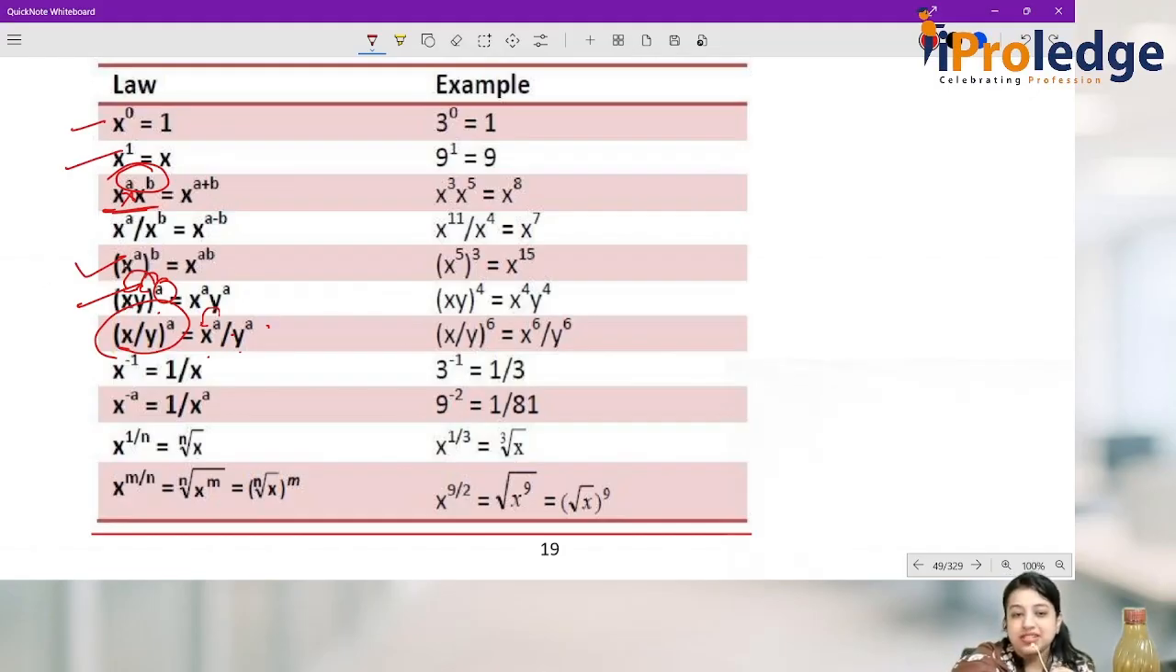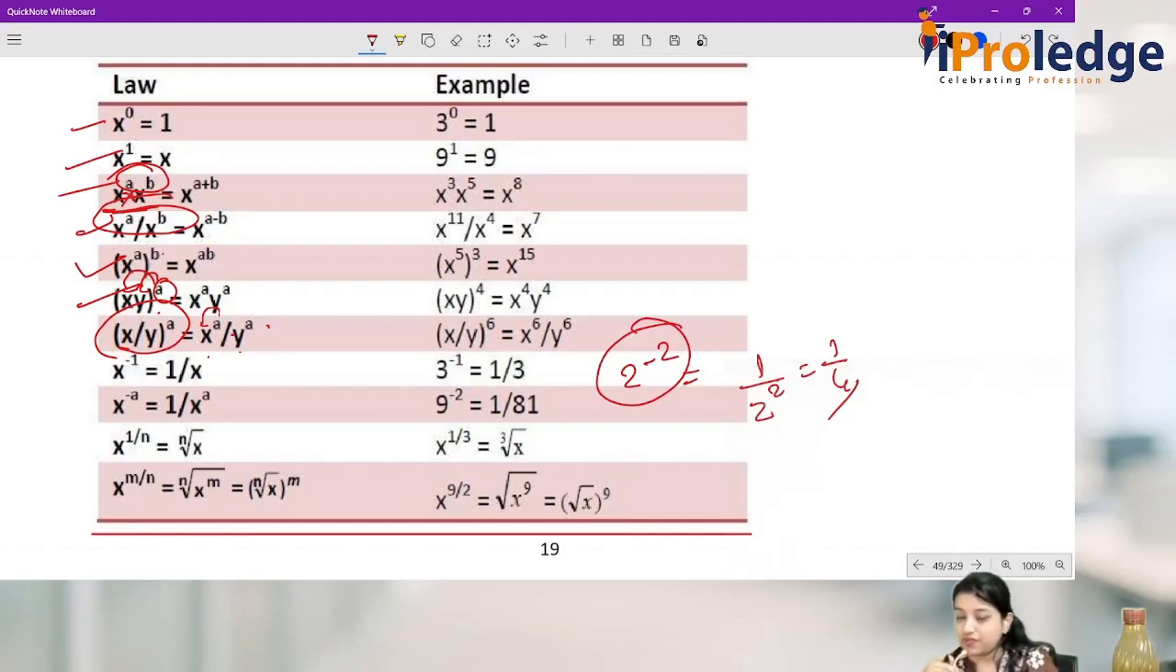When the bases are same and we have division, we have to subtract the powers. When we have negative power, if you want to convert negative power to positive, you bring it to the denominator. For example, 2 to the power of minus 2. You bring everything to the denominator, so it becomes 1 by 2 square, which is equal to 1 by 4. Got it? Convert negative to positive.